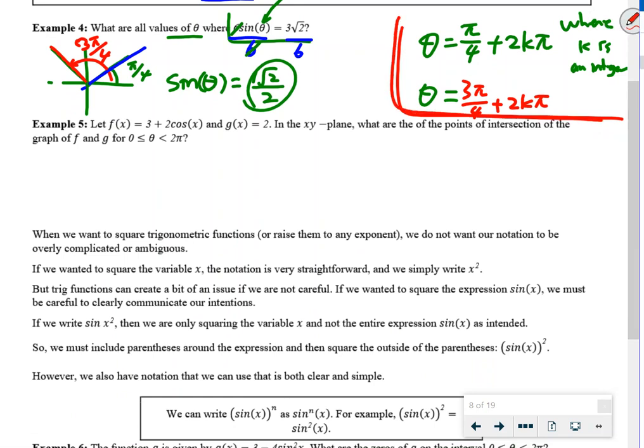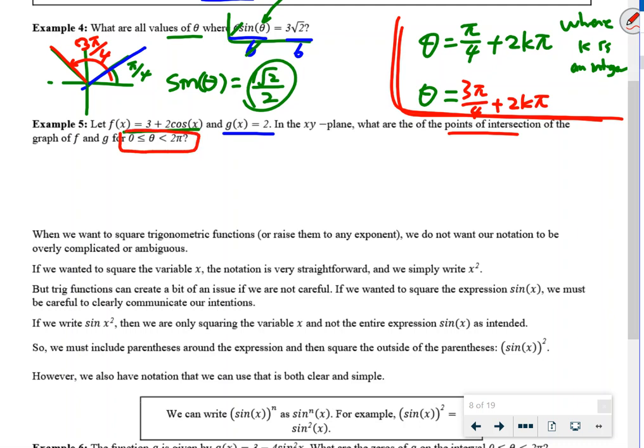These are the answers for example 4. Let me move on to example 5. I have f of x and I have g of x, 2 different functions. And the question is asking, find the point of inflection.